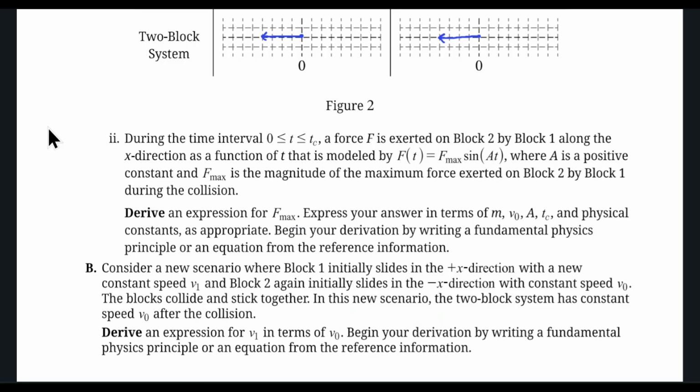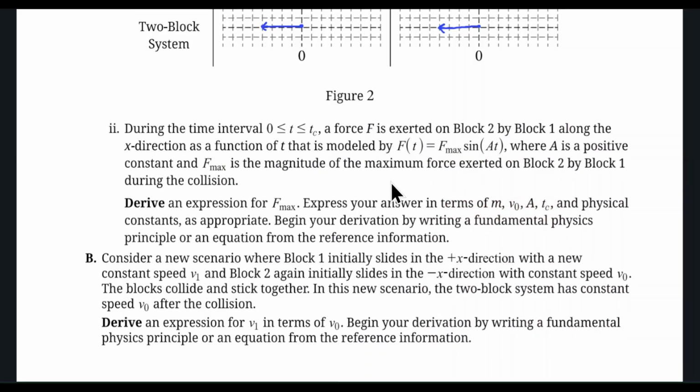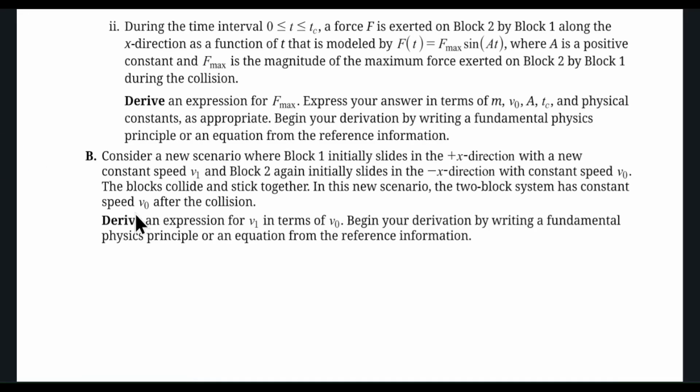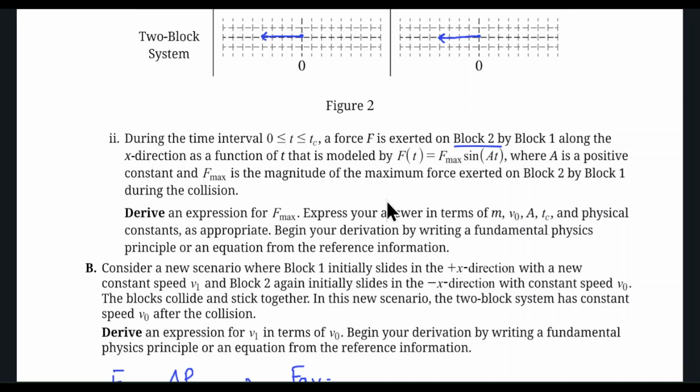Right, in the next question, they're asking that if block 1 exerts a force on block 2 that is given by this, then what is the value of F max, and derive F max in terms of all this. Okay, so we know that there's a very important connection, that the F average between them is nothing but delta P over delta T. That is the F average. So we can find F average definitely, and we have to take block 2 into consideration.